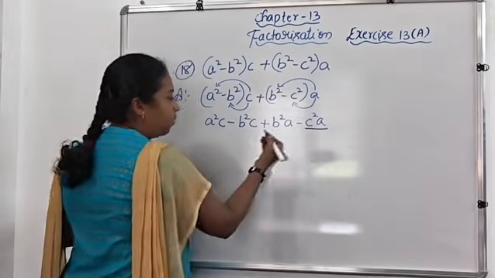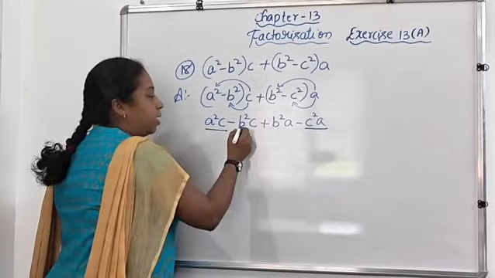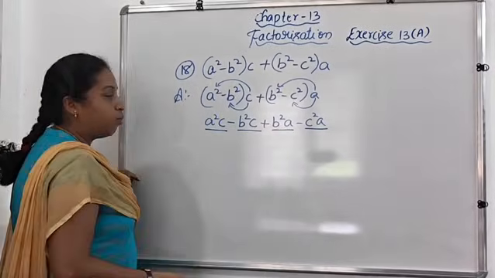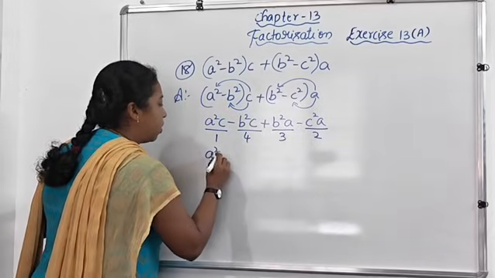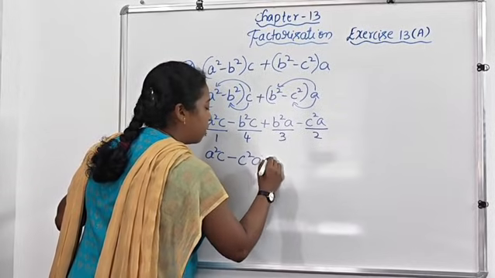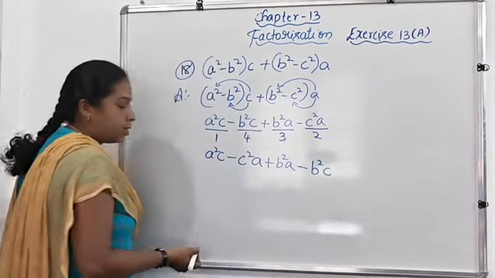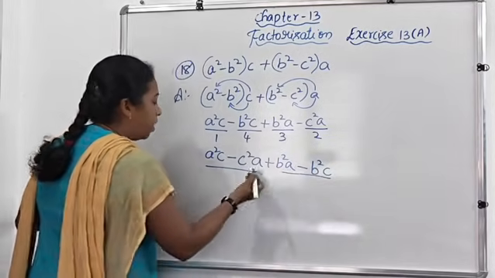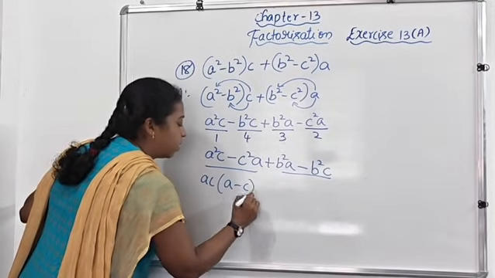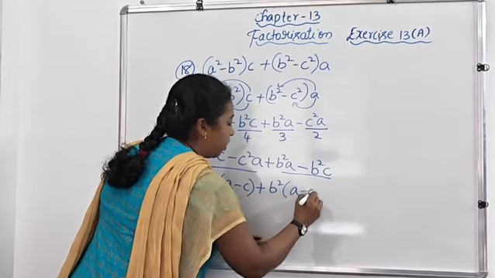See, here you will find c square, c and a, and here also c and a, and here bc and here ba. So write down the same thing: a square c minus c square a, second term. So third term is plus b square a, then minus b square c. So as usual, we have to pair and take out ac as a common, and remaining is a minus c, plus here b square as a common, then a minus c.